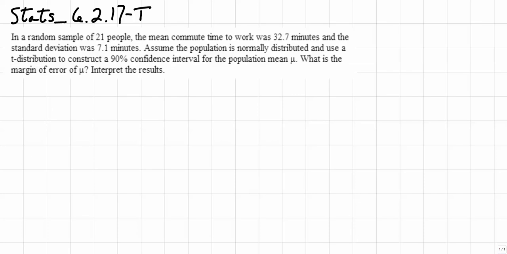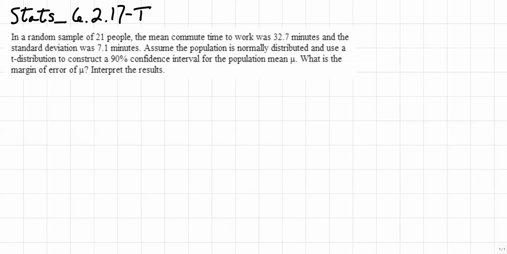In a random sample of 21 people, the mean commute time to work was 32.7 minutes, and the standard deviation was 7.1 minutes. Assume the population is normally distributed and use a t-distribution to construct a 90% confidence interval for the population mean mu. What is the margin of error of mu?